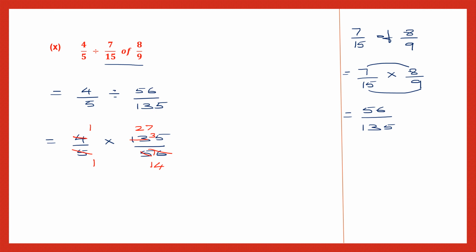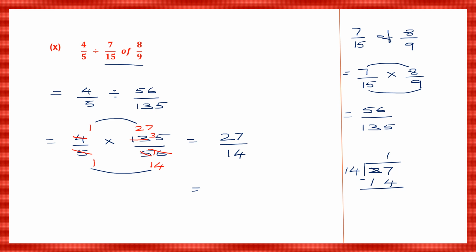So now we multiply the numerators. 1 into 27 is 27, and the denominators 1 into 14 is 14. Now this is an improper fraction. Let's convert it to a mixed number. 27 divided by 14. 14 ones are 14. 14 twos are 28, which we cannot write here. So 14 ones are 14.